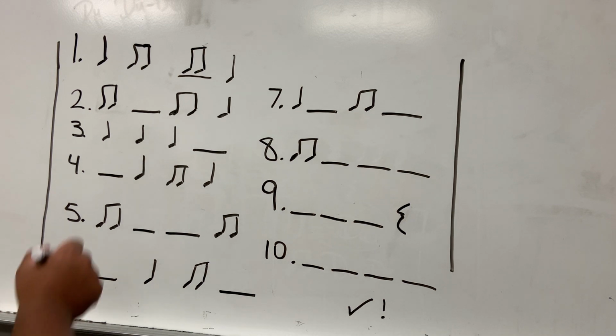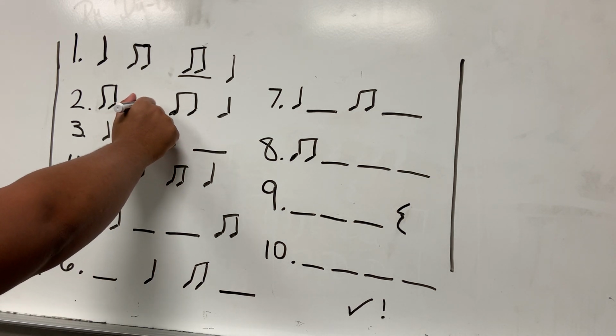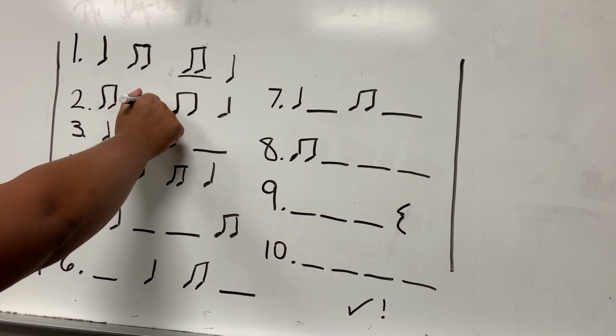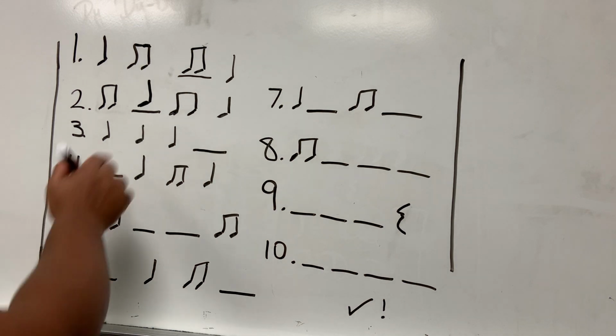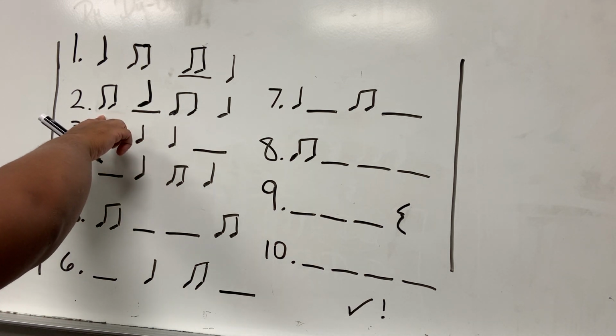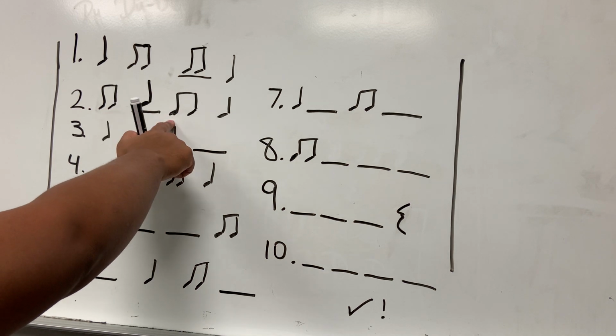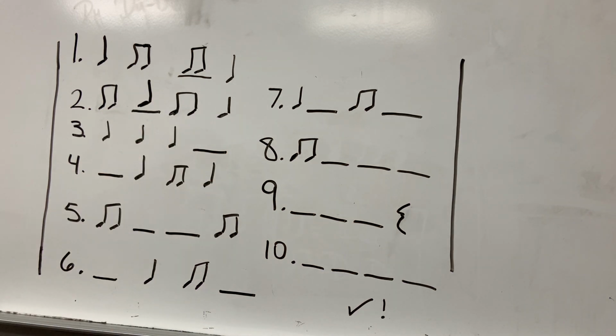Now, if you said beat two was a quarter note, you're correct. Beat two is a quarter note. That is the note that is missing, because I said do on beat two. Do, day, do. Do, day, do. So once again, if you say a quarter note, you are correct.